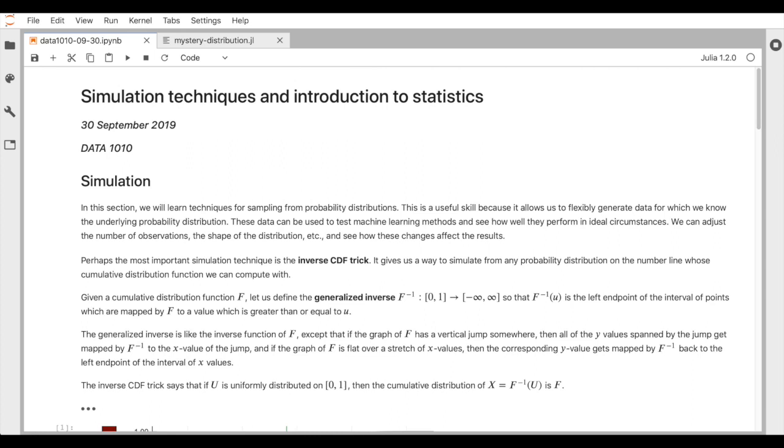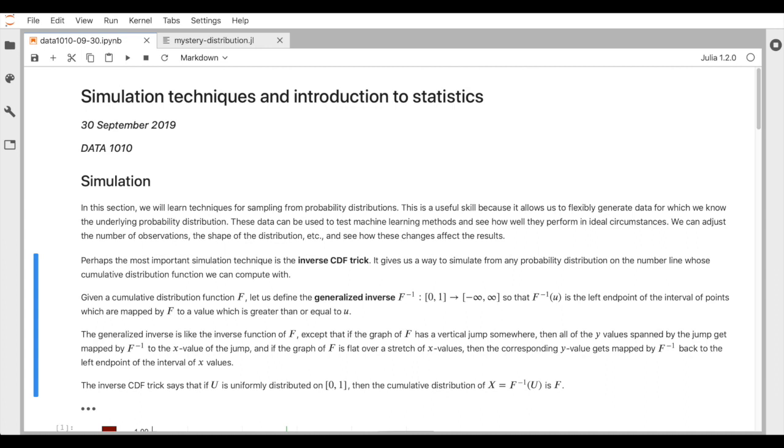Today we'll discuss techniques for sampling from a distribution, and we'll also begin our discussion of statistics. The reason you would want to be able to sample from a distribution is that you have a distribution of interest and you have some random experiment that involves random variables with that distribution. If you want to explore properties of that random system by simulation, then you're going to need to be able to draw independent samples from that distribution.